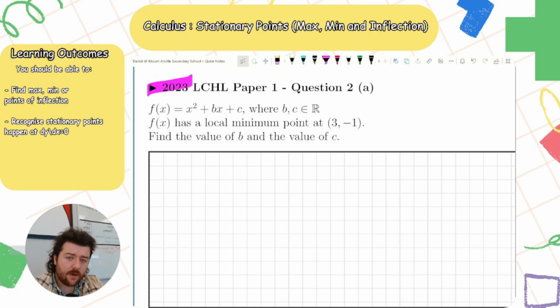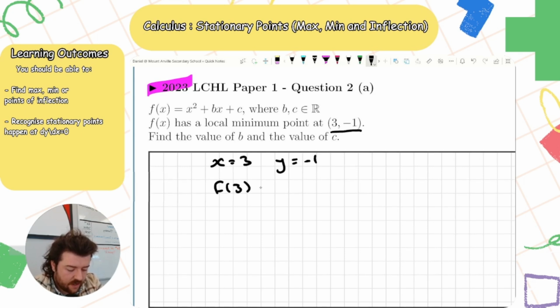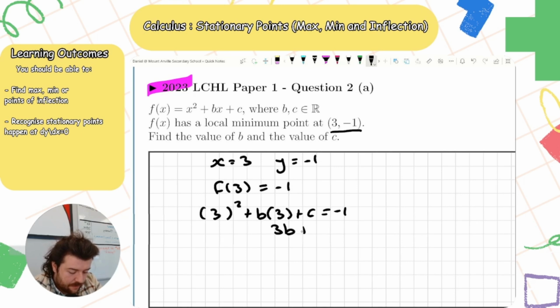f of x equals x squared plus bx plus c. So we actually don't know the coefficients b and c. f of x has a local minimum at (3, -1). So we need to use this information to find b and c. But I know when x equals 3, y has to equal minus 1. So I know that first. So f of 3 equals minus 1. So 3 squared plus b times 3 plus c is equal to minus 1. 3b plus c is equal to minus 1 minus 9, which is minus 10.